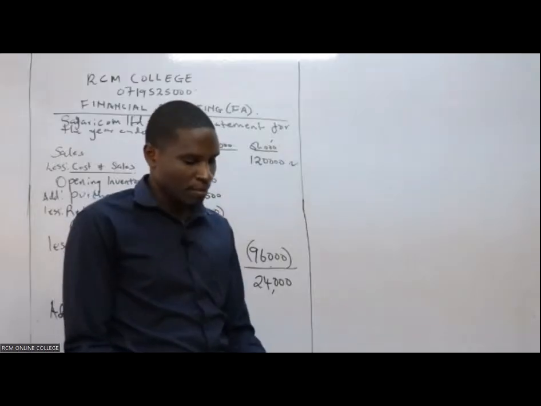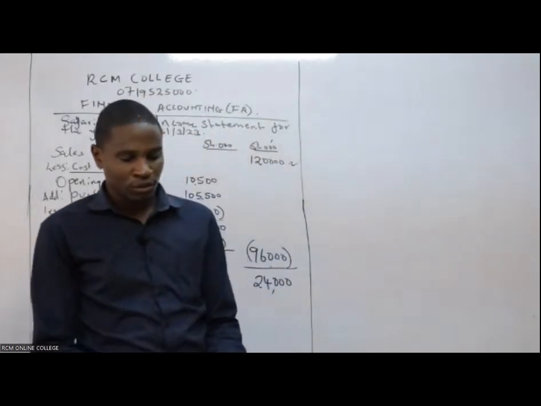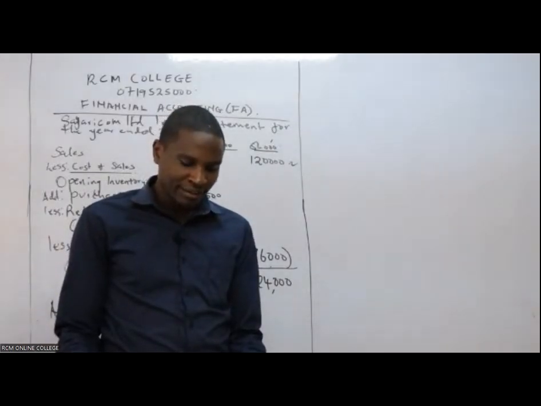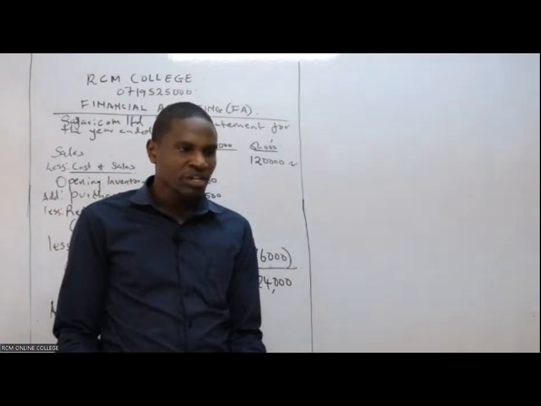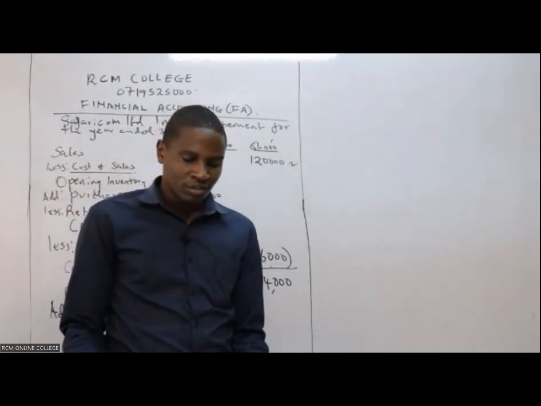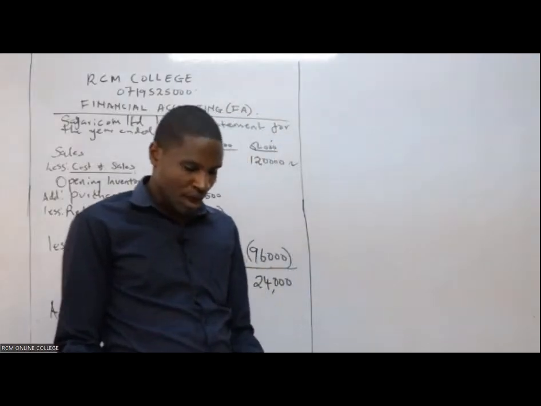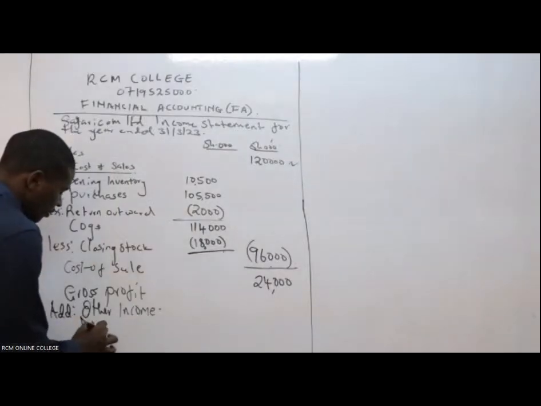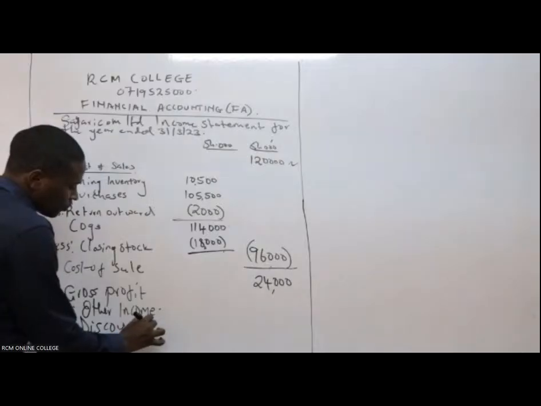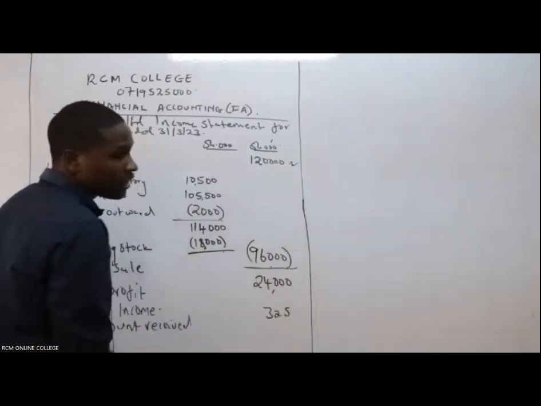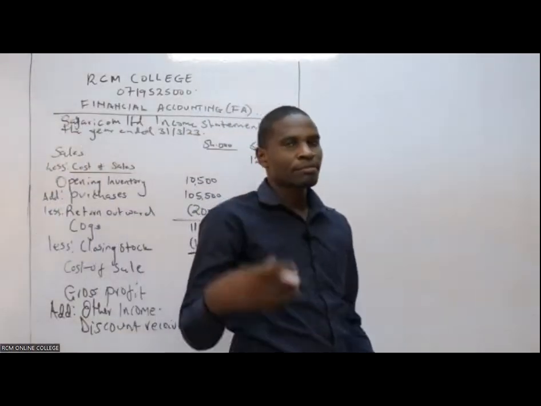If I look at my question, I can clearly see that we had discount received and discount allowed. So for the discount received, that is an income, and for the discount allowed, that is an expense. Therefore, discount received was 325. So you come here and add discount received. It is 325.